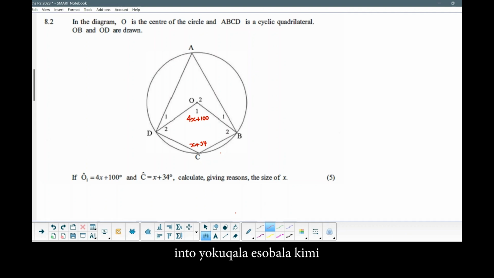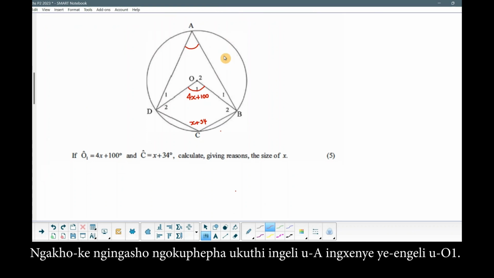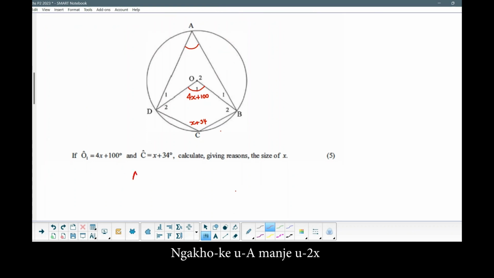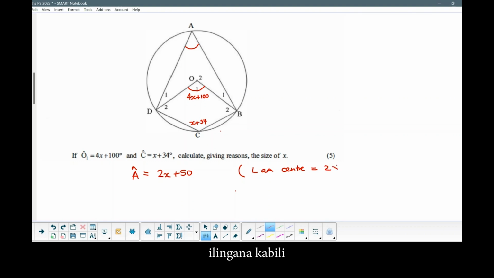All right, the first thing that's glaring at me is that this angle is definitely related to that angle. So I can safely say that angle A is half of angle O1. So A is now 2x plus 50, which is half of 4x plus 100. And that is because the angle at center is equal to 2 times the angle at the circumference.